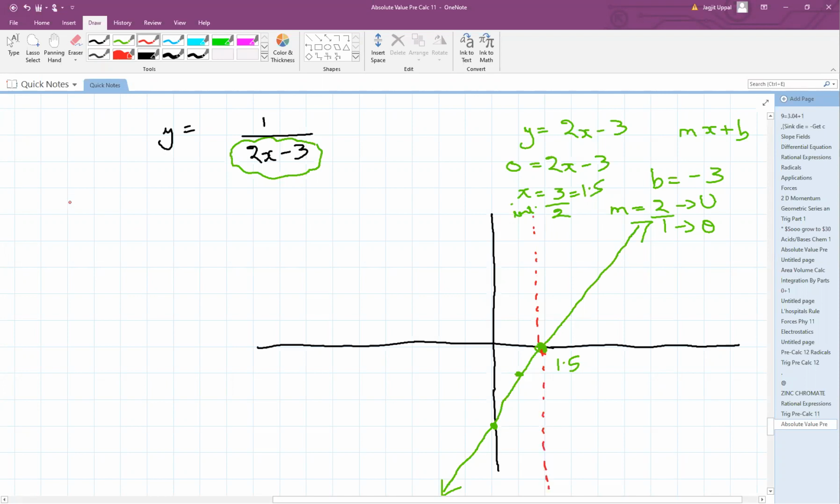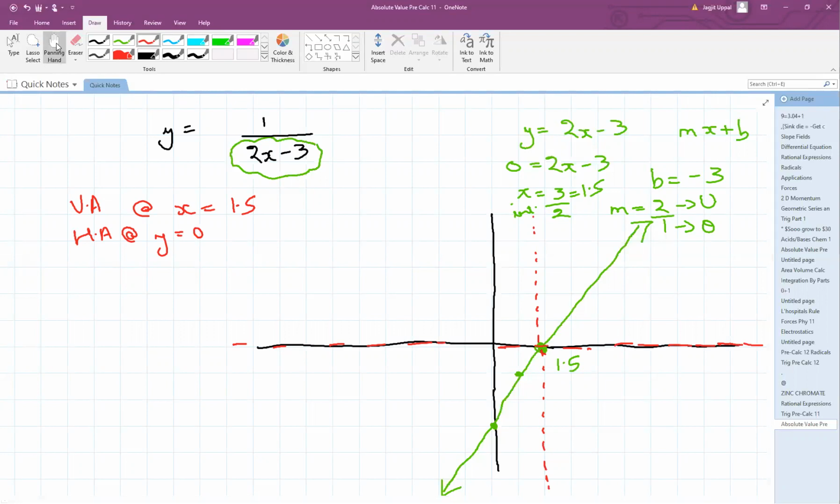So your vertical asymptote's also your x-intercept? X-intercept of the denominator. Yeah. Because that's your non-permissible value. Look at this. What's the non-permissible value for this? 3/2, which is 1.5. Non-permissible means it's going to give me a vertical asymptote. Agreed? Yeah. Horizontal asymptote, remember this, will always be at y = 0. So this right here is going to be your horizontal asymptote.